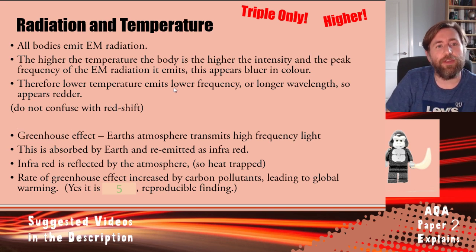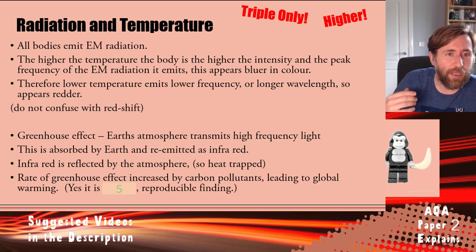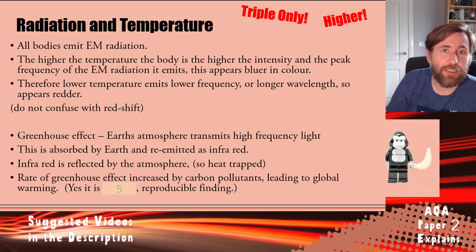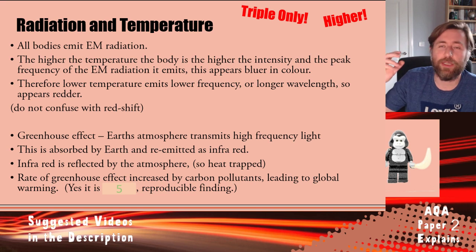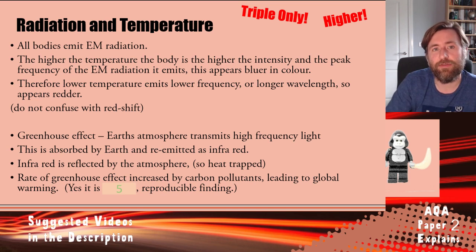And lastly, about radiation temperature, the greenhouse effect. Basically, Earth's atmosphere transmits high frequency light. So from the sun we get all this light, including the high frequency stuff, the UV, that all gets absorbed by Earth and is re-emitted as infrared. Infrared is reflected by the atmosphere, so in other words, that infrared heat is trapped in our atmosphere. And that's the greenhouse effect. The atmosphere heats up because of that.